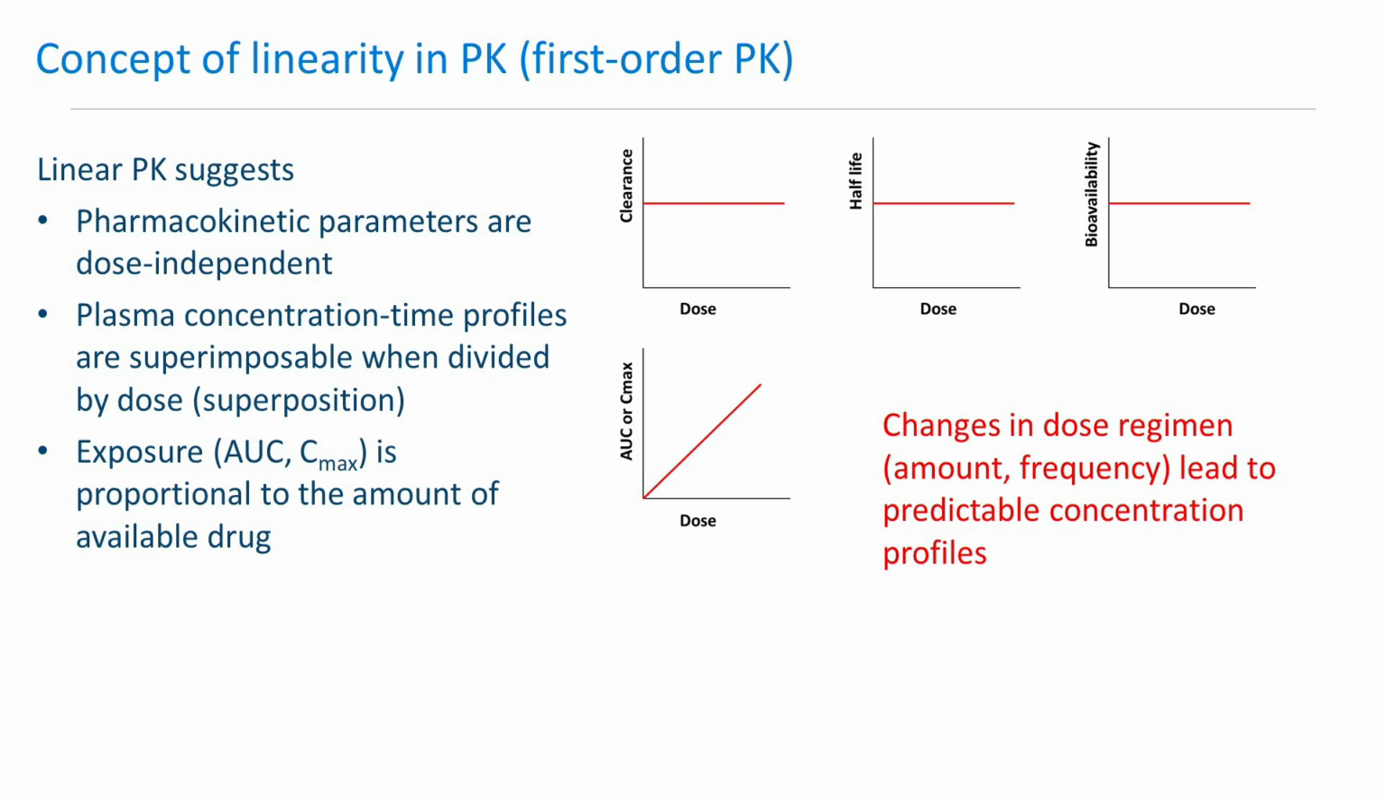Linear pharmacokinetics essentially means if you double the dose, you double the concentration, and you double the exposure. So generally, if we're going to change the dosing regimen, change the amount, change the frequency, this leads to predictable concentration profiles. And the interpolation and extrapolation figures that I showed you before all assumed linear pharmacokinetics.